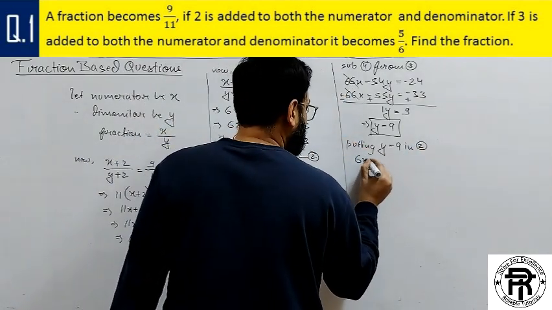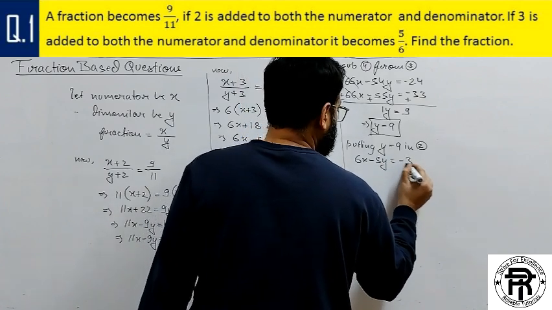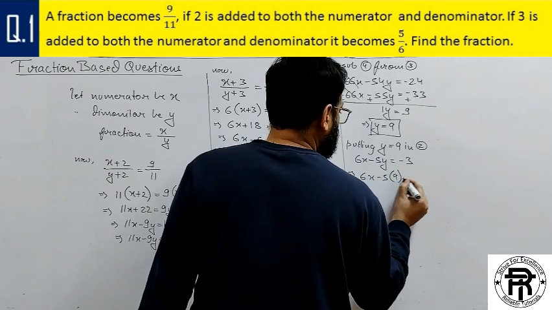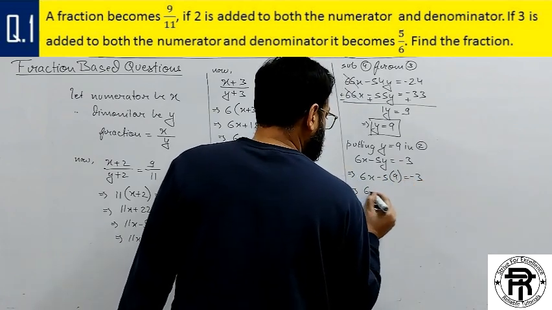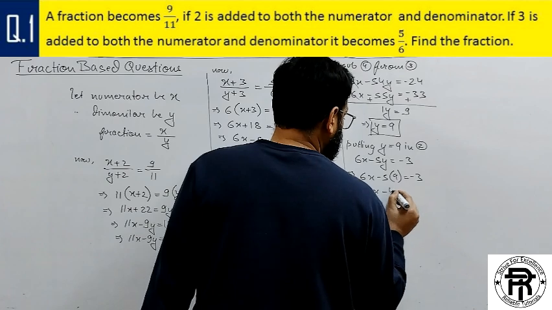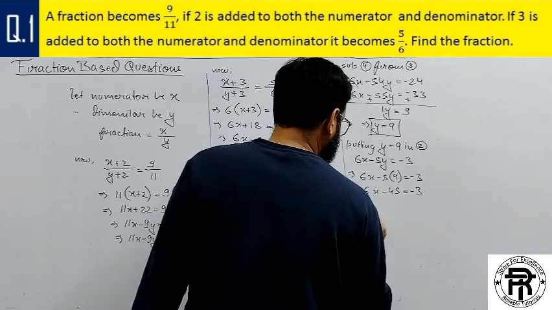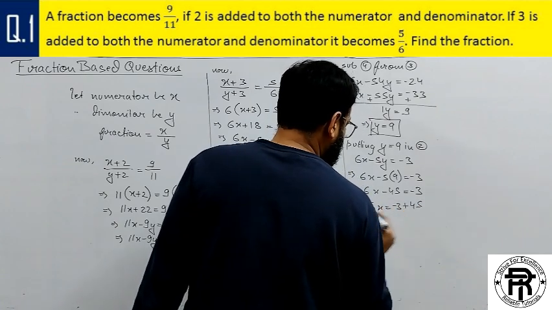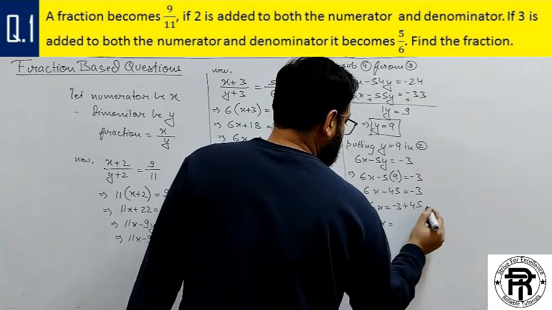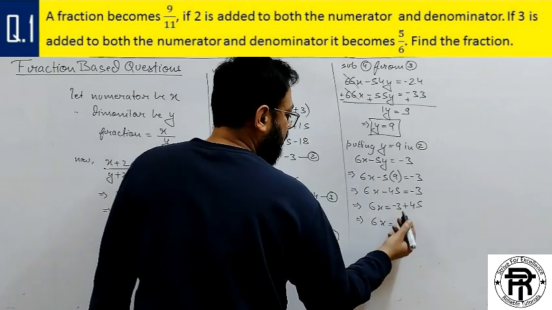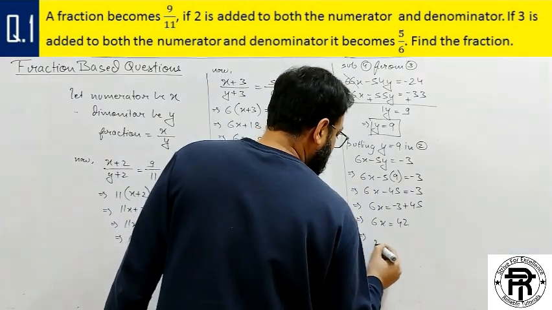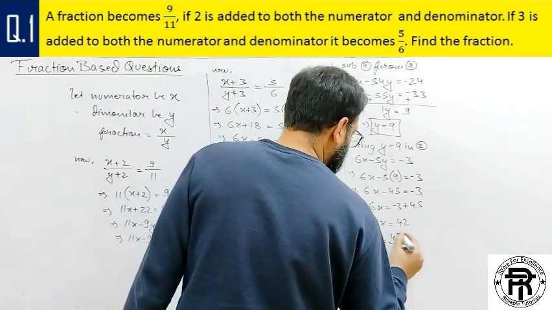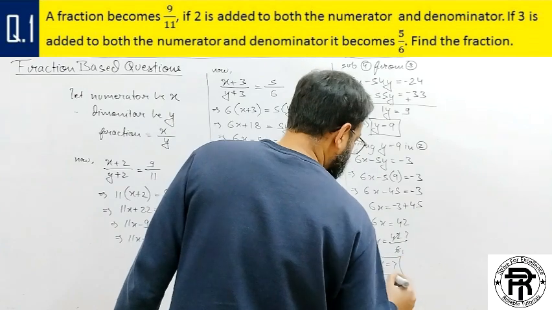Second equation is 6x minus 5y is equals to minus 3. That is 6x minus 5 into 9 is equals to minus 3. That is 6x minus 5 nines are 45 is equals to minus 3. That is 6x is equals to minus 3 plus 45. 6x is equals to minus 3 plus 45 is 42. Because one number is negative, another positive, so it will be subtracted, x is equals to 42 upon 6. That means the value of x is equals to 7.